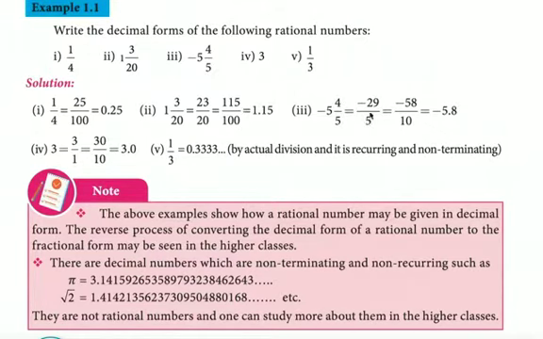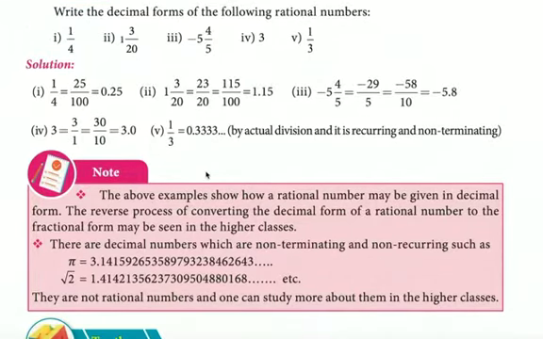Next one is minus 29 by 5. Minus 58 by 10, minus 5.8. The last one is 1 by 3, 0.3333. By actual division it is recurring and non-terminating. This is usually represented by 0.3 bar, because 3 is repeating, right? Bar indicates that the same digit is repeating again and again.